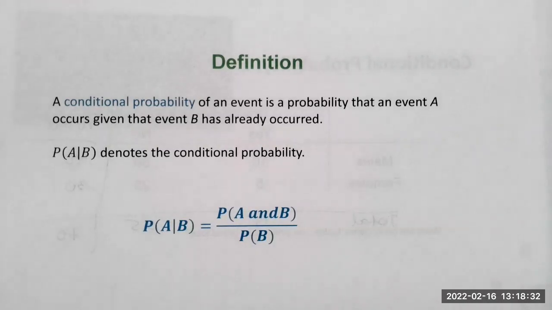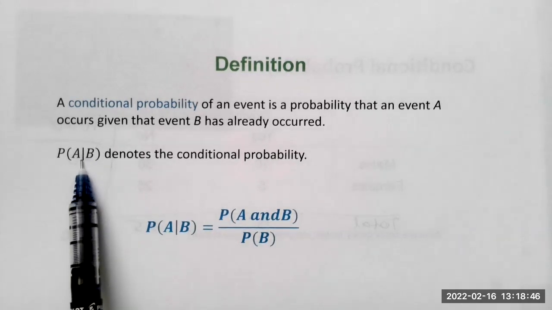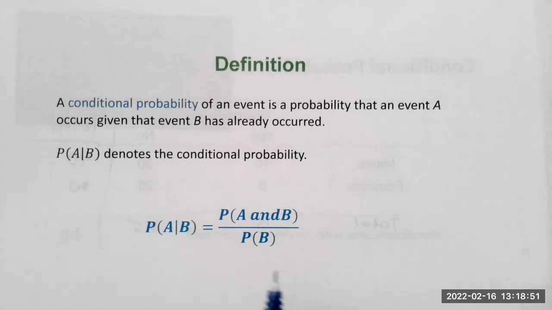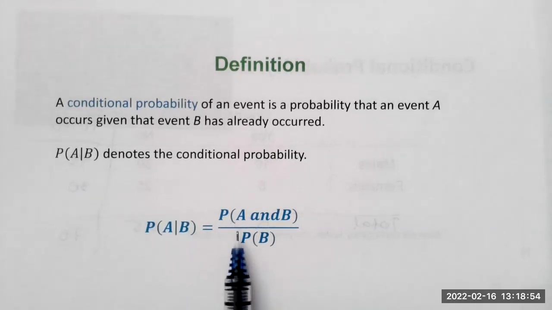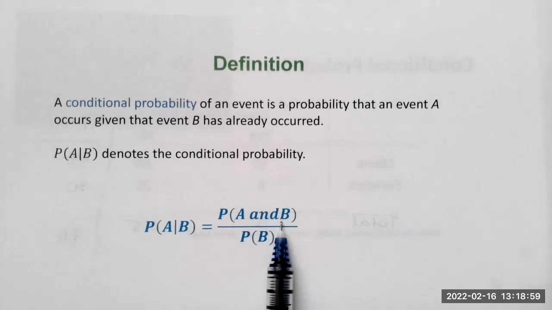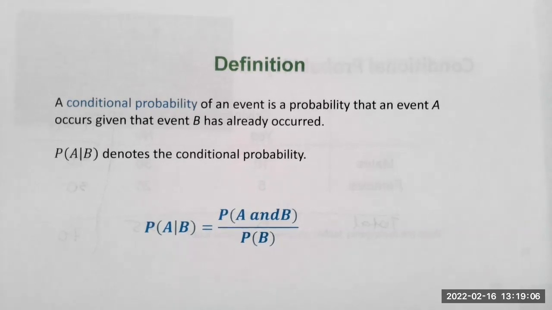And here's the formula for finding the conditional probability of an event A, given that event B already occurred. Again, the notation is A and a vertical line, which we read as "given B." To calculate the probability, you take the probability of A and B, basically the intersection of the two events, and divide by the probability of B. So this is the formula that you can use.